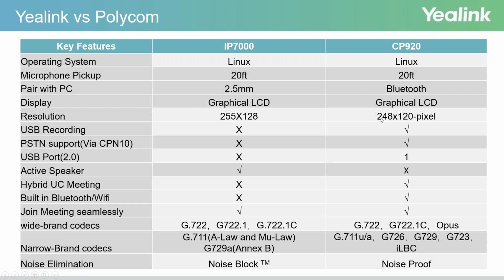Then we go down the line a little bit and we see all the standard features that come with the CP920 versus all the non-standard features of the IP7000. That would be call recording, PSTN access without a gateway, hybrid UC integration, meeting integration, built-in Bluetooth and Wi-Fi. So you get more for your money. That's what this slide is saying. If you get the CP960 in an office for a customer, they're getting more for their money than they would for an IP7000.